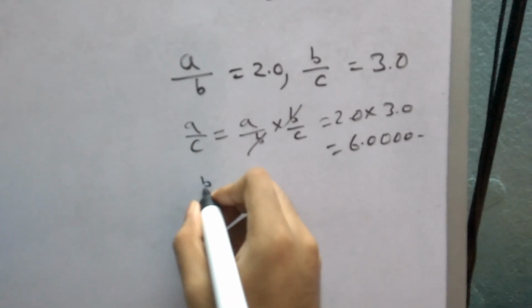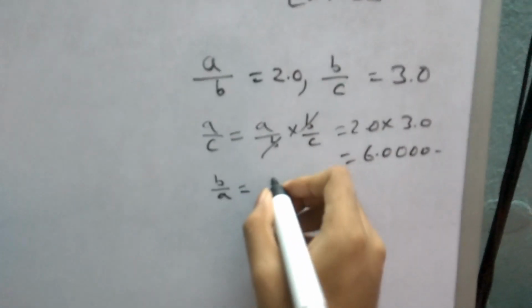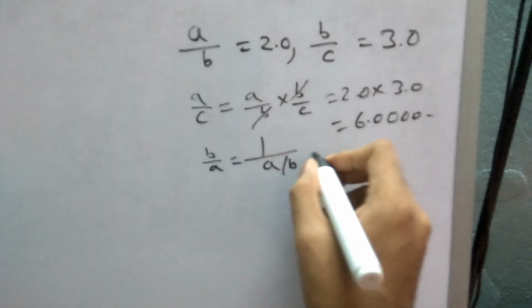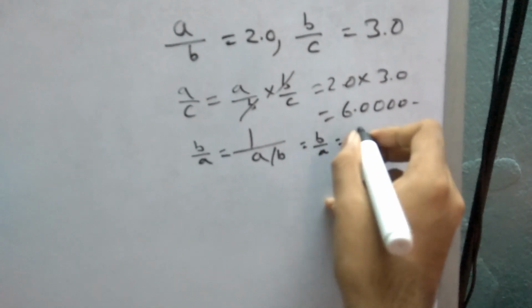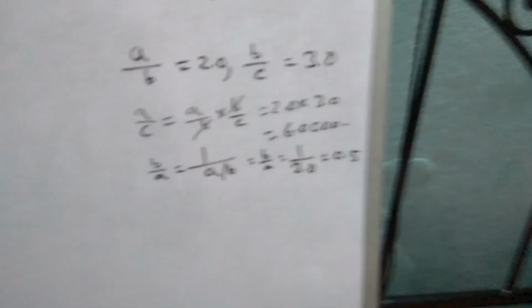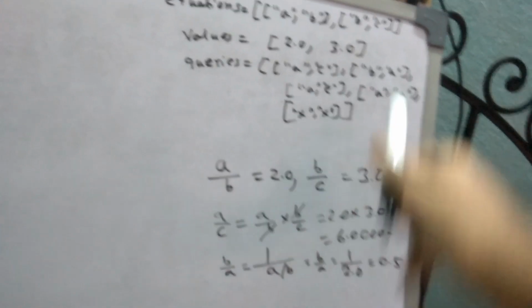Now the next value, b by a. So we have to find out what b by a is. So we know the value of a by b. So what is b by a now? It is nothing but basically the reciprocal of a by b, so 1 by 2.0, that is 0.5. This is how we have to calculate all the other values.